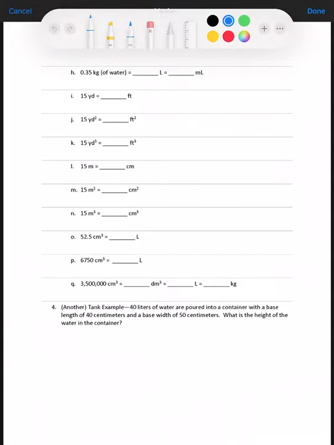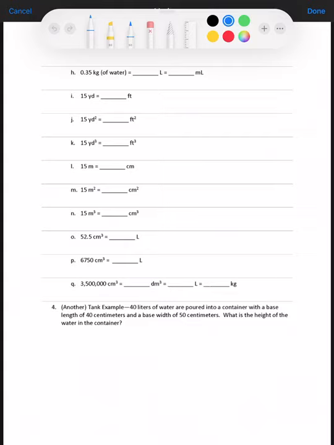Okay, in this video, we're going to do another tank example where we can use the amount of water in liters and relate that to the tank size. So if we have a certain amount of tank size, we can multiply the centimeters together and then get some amount of liters as well. So here's what I mean. We have 40 liters of water poured into a container with a base length of 40 centimeters and a base width of 50 centimeters. What is the height of the water in the container?